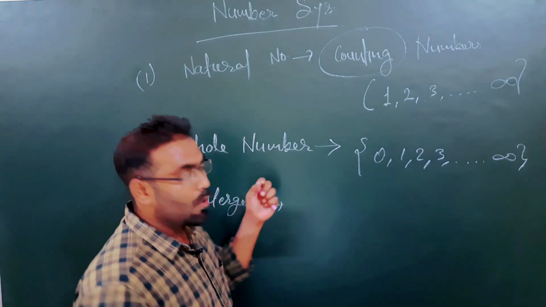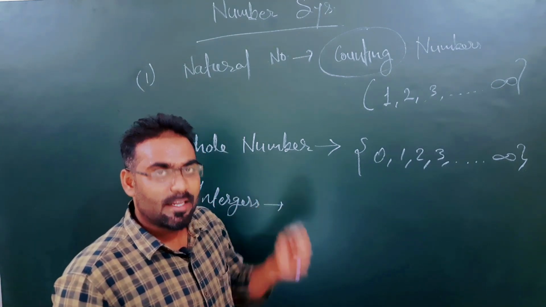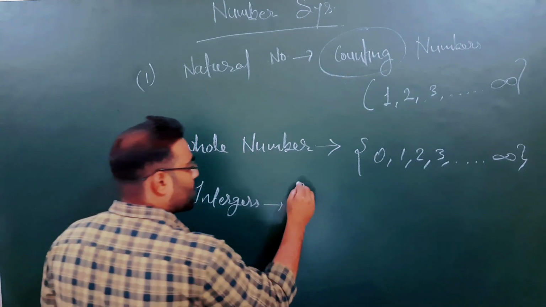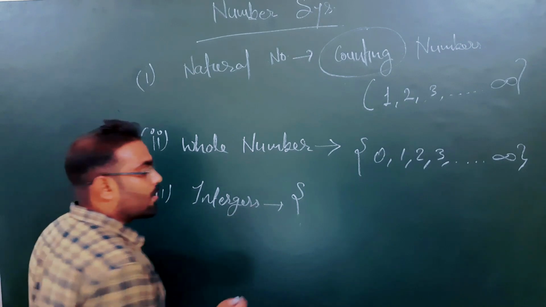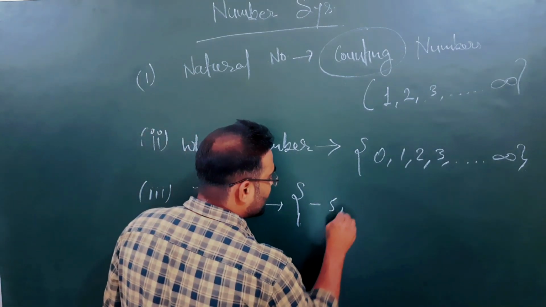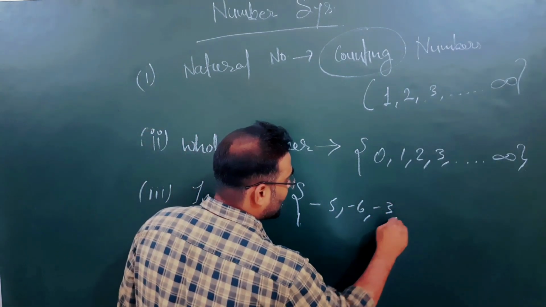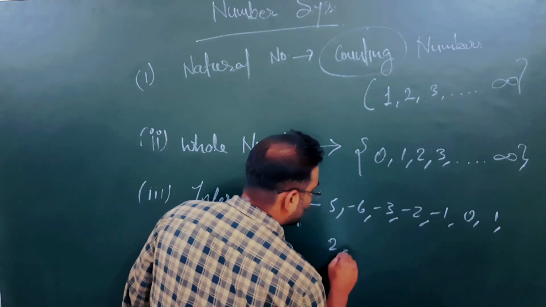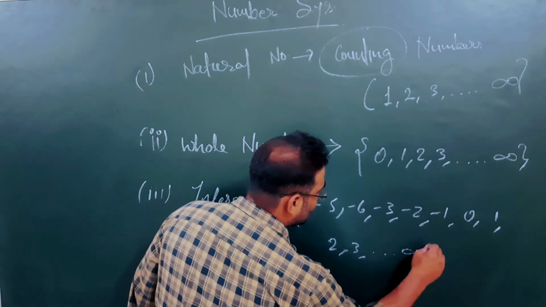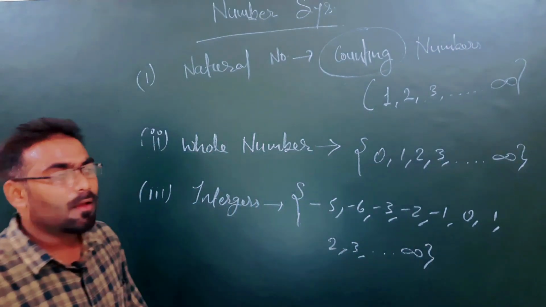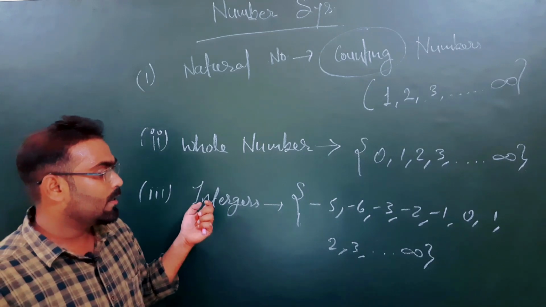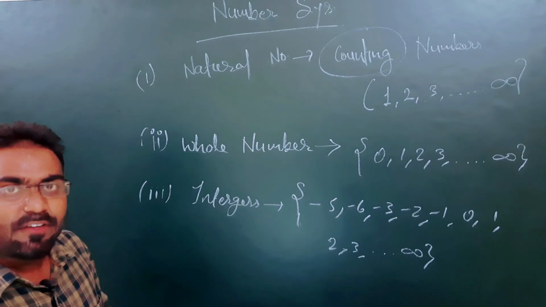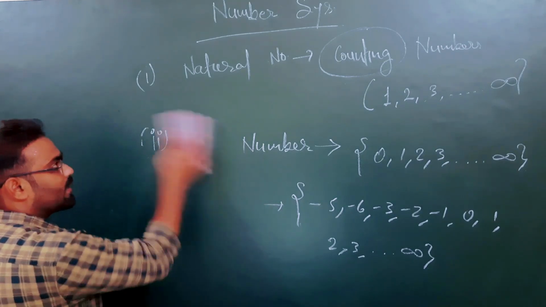Integers are natural numbers, 0 and negative natural numbers. So think of negative natural numbers: -5, -4, -3, -2, -1, 0, 1, 2, 3, and so on till infinity. Clear? So I believe you have got to know whatever I have taught right now. There are further classifications. Let's go through that.